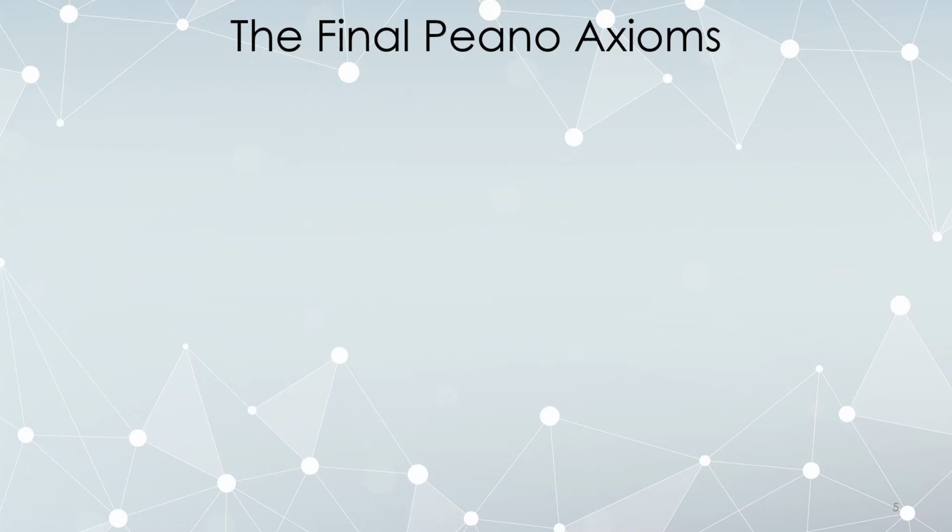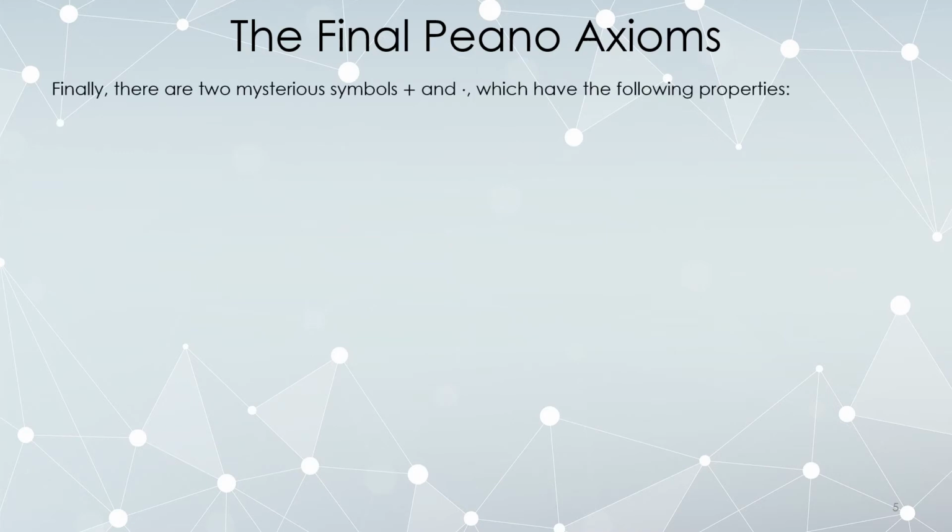There are a few more Peano axioms that have to do with operations plus and times. We are not thinking of these intuitively. If I say what's 2 plus 3, you shouldn't say 5. You should say I don't know, because we haven't even discussed what plus is. All we're going to do is define a few axioms.